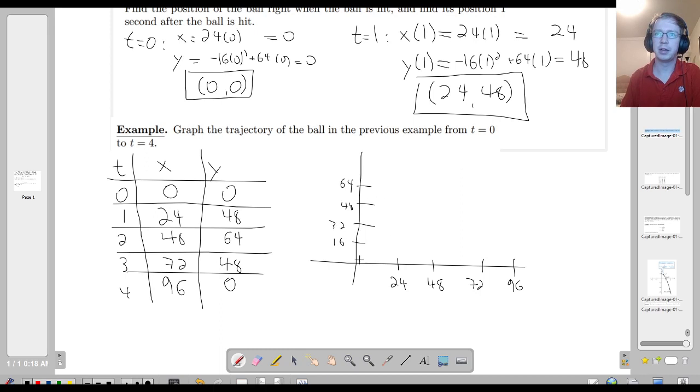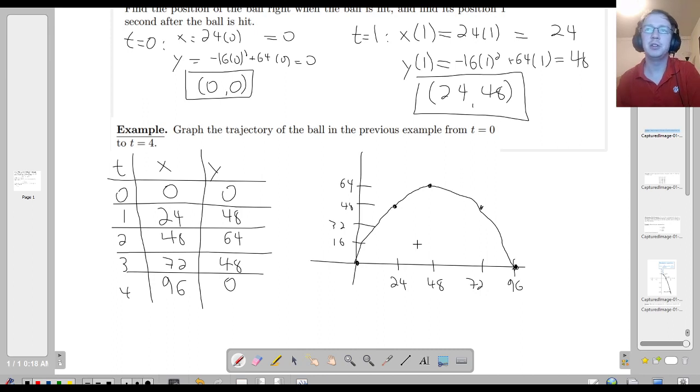Okay, so I'm setting up my axes. Starts at 0, 0. Then I've got 24, 48, 48, 64, 72, 48, and 96, 0. So there's the trajectory from t equals 0 to t equals 4. You'll notice this is a parabola.